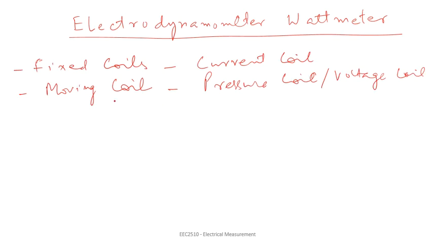The moving coil is connected in parallel with the load, that is, it carries a current proportional to the voltage. A high non-inductive resistance is also connected in series with this moving coil, just to limit the current to a small value. Now if I draw the circuit of the wattmeter, it will look something like this.